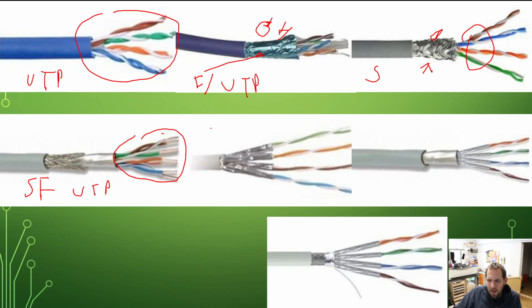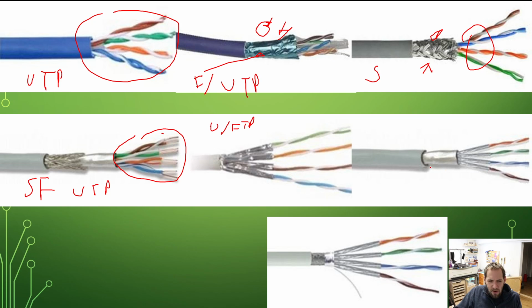Then we have U/FTP, and this is unshielded foil twisted pair. So in this case, each twisted pair has its own foil wrapping. So it's a little different than up here. In theory, this foil up here is trying to protect all the cables at once. Down here, the foil is only trying to protect one pair at a time. So a little bit of a give and take going on there.